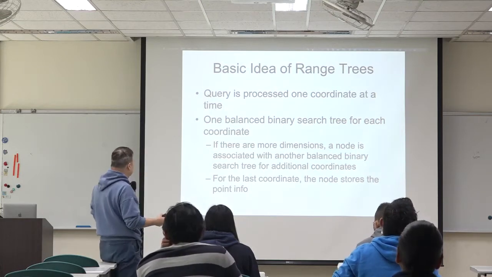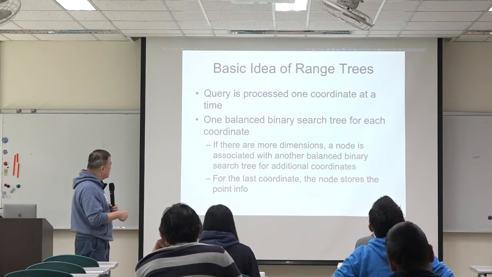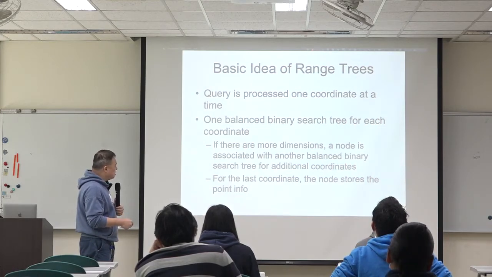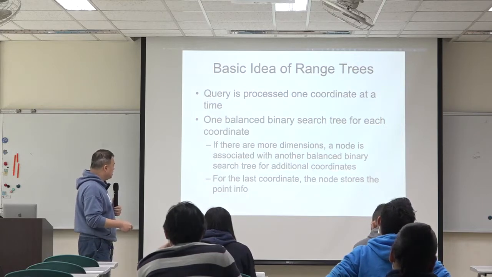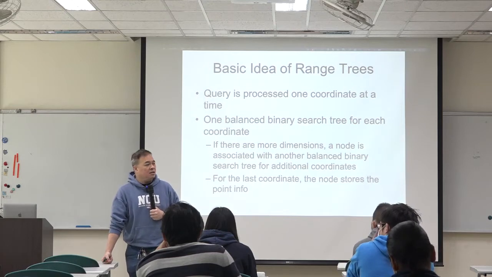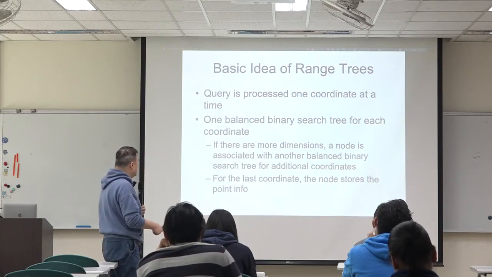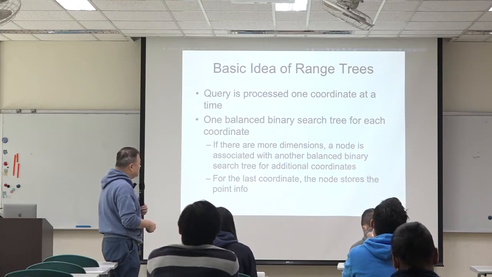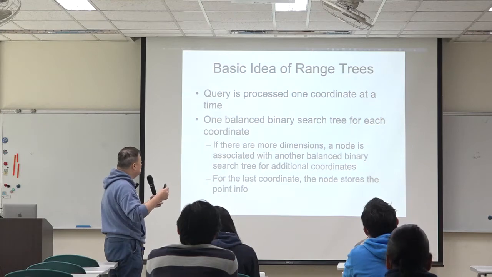But what is the data structure that allows us to do that? We are going to have one balanced binary search tree for each coordinate. To be honest, it's much more complicated than that. If there are more dimensions, a node is associated with another balanced binary search tree for additional coordinates. A node here actually refers to any internal node, to be exact. For the last coordinate, the node stores the point information. We don't store the point information everywhere. We only store it in the binary search tree of the last coordinate.